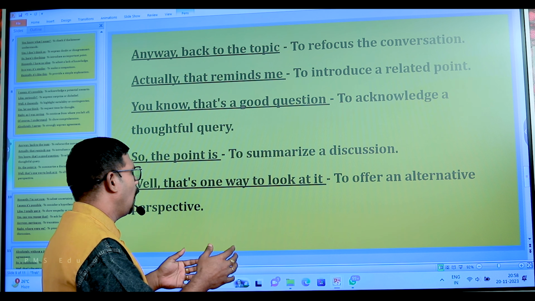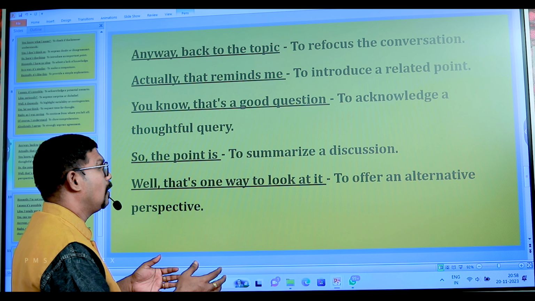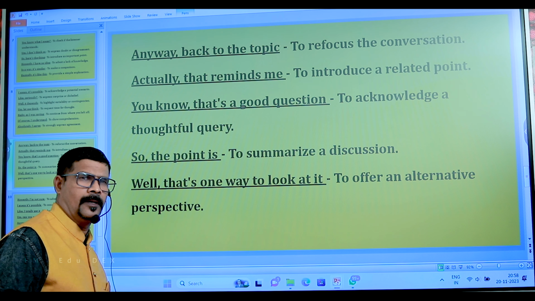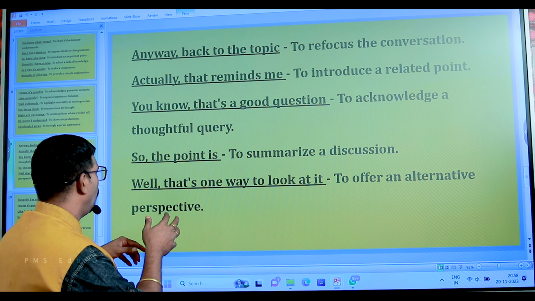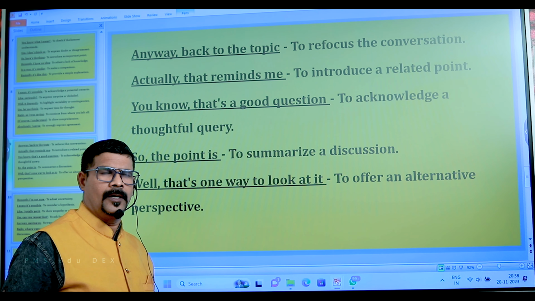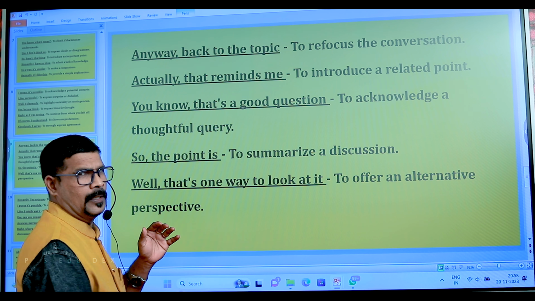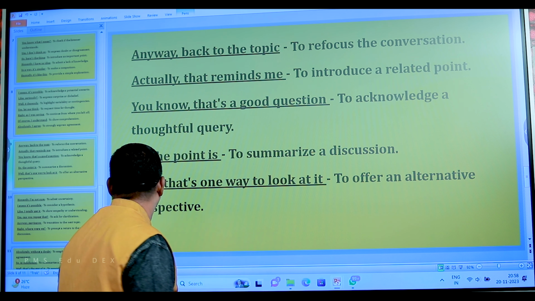Well, that's one way to look at it, to offer an alternative perspective. So the filler phrase is "well, that's one way to look at it." On the one hand, and on the other hand, you have to look at different aspects. You have to think of alternative ways too.